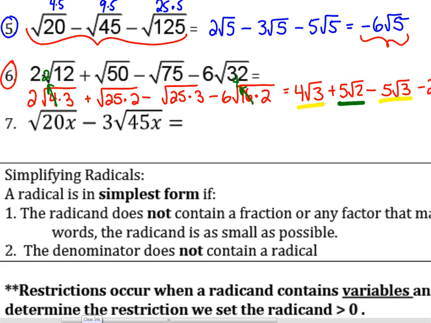7. Really quickly, I'll go through 7. I don't want to spend a lot of time with it. So 20 breaks down to what? 4 times 5. There's the x still there. And 45 would break. What perfect square goes into 45?